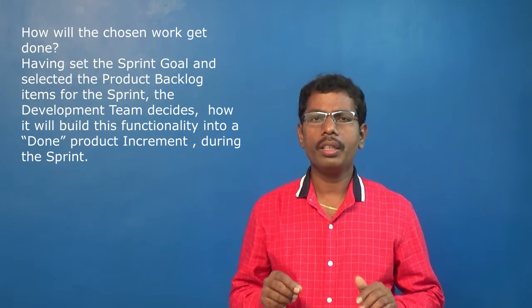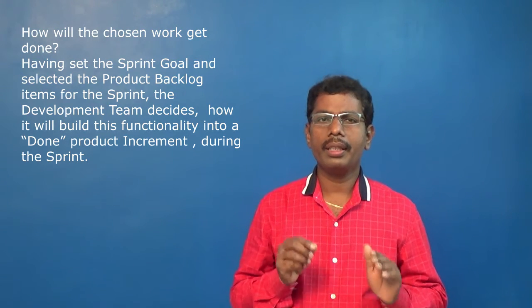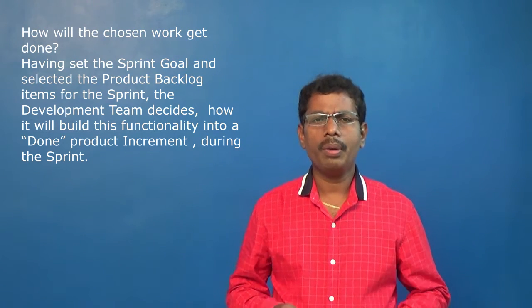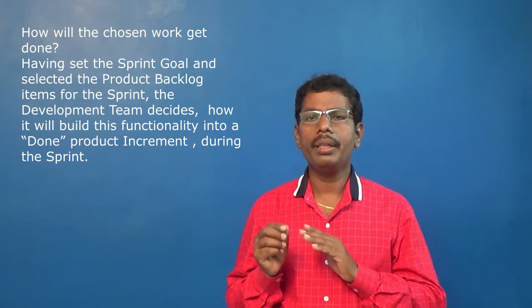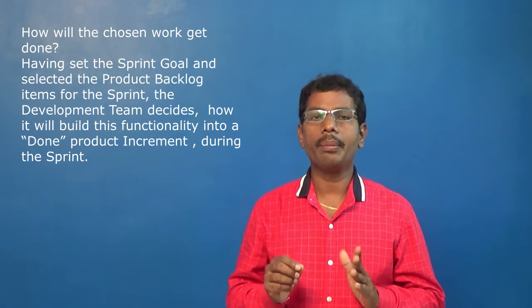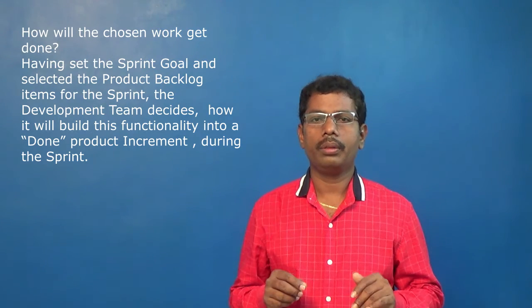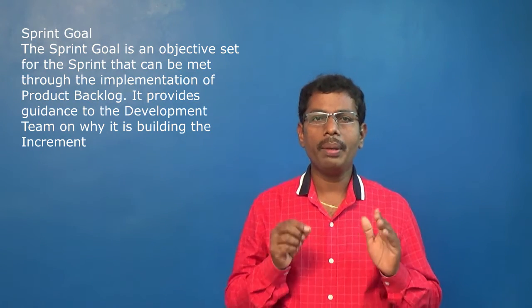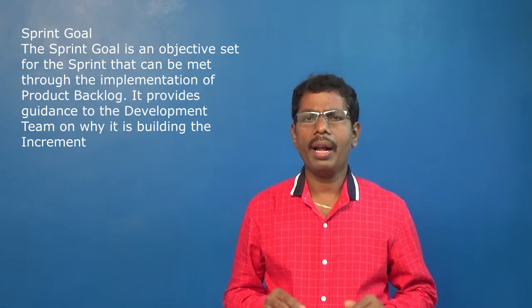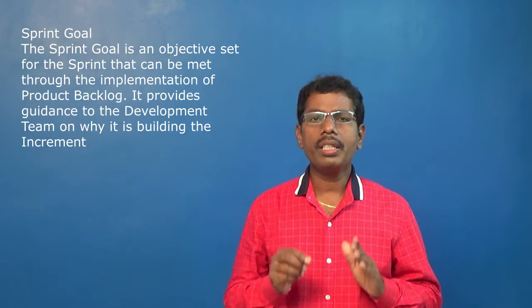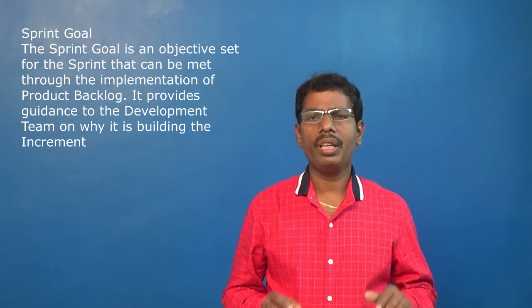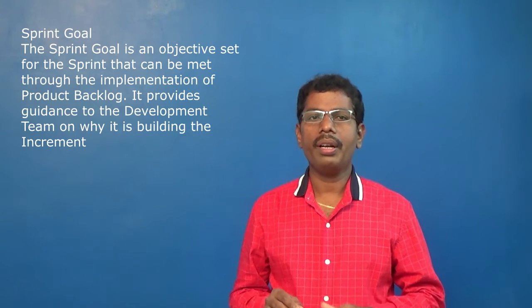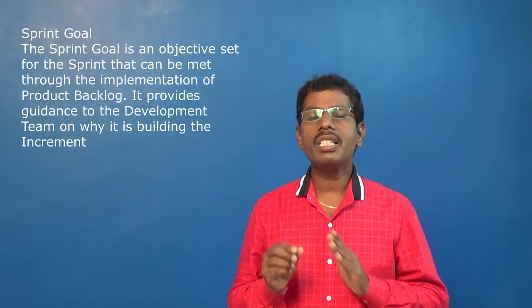The second question, how will the chosen work get done? Having set the sprint goal and selected the product backlog items for the sprint, the development team decides how it will build the functionality into a done product increment during the sprint. The sprint goal is an objective for the sprint that can be met through the implementation of the product backlog. It provides guidance to the development team on why it is building the increment. It is created during the sprint planning meeting. The sprint goal gives the development team some flexibility regarding the functionality implemented within the sprint.